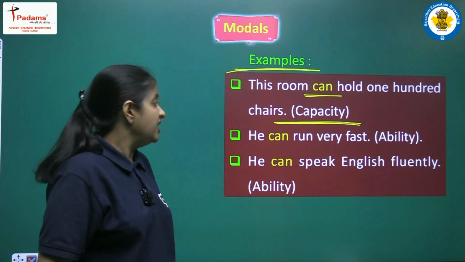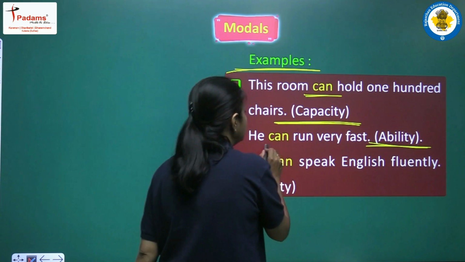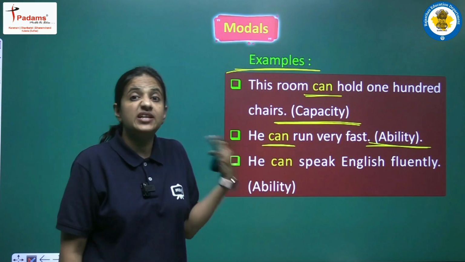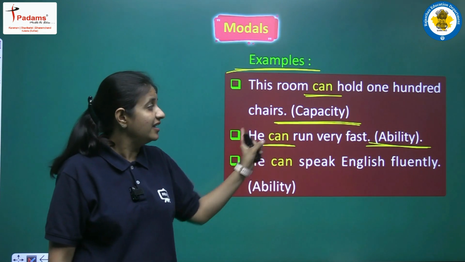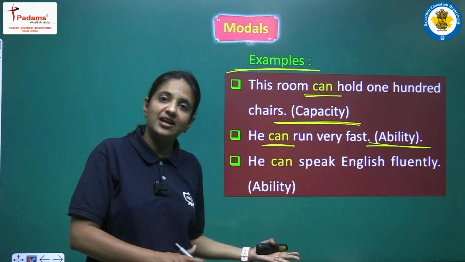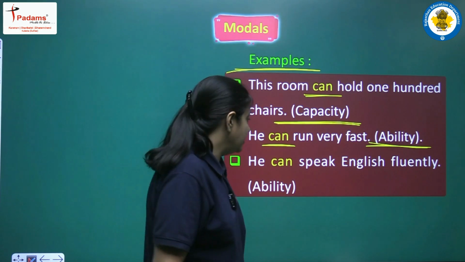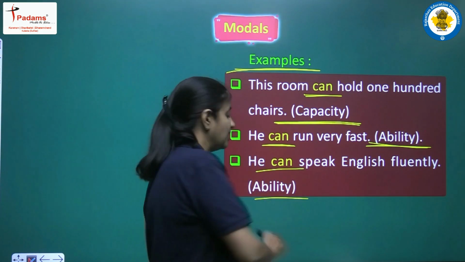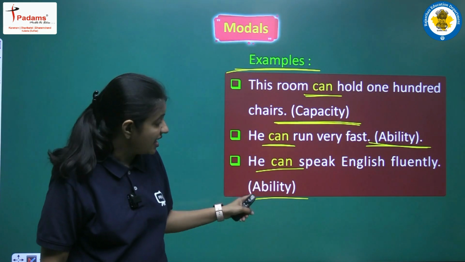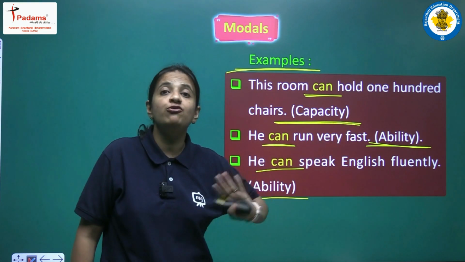Next example, he can run very fast. This is the ability of this person, and we are showing the ability with the help of can. This is present ability, and we are saying that he is able to run very fast. Next we are having, he can speak English fluently. Again we are talking about ability, right? That person has the ability that he can speak English in a very fluent manner.